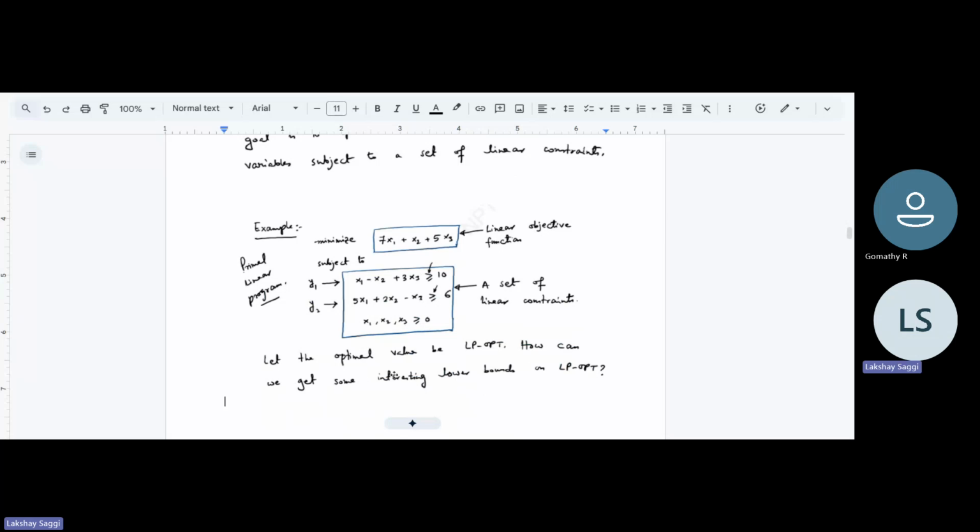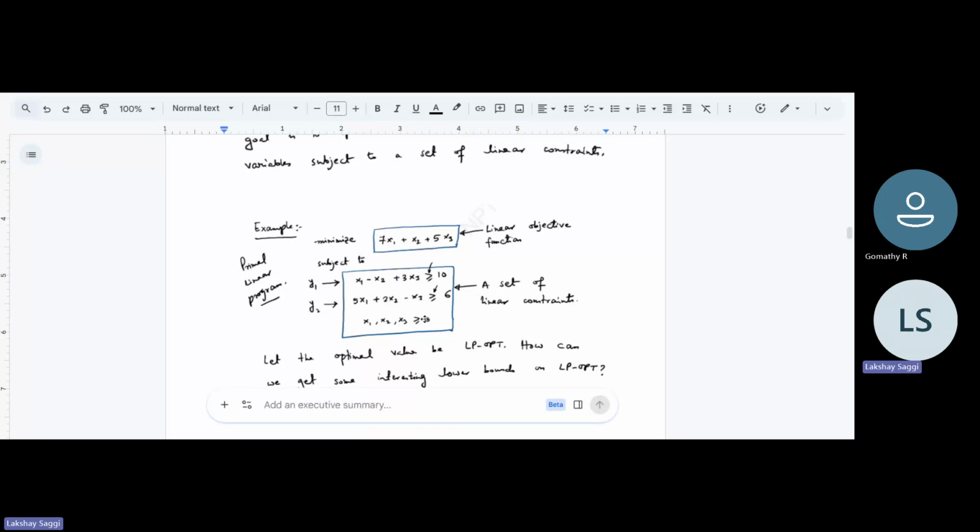Suppose x1, x2, x3 are variables, and suppose we have to minimize 7x1 plus x2 plus 5x3. It's a linear function, the objective function, which is linear in these variables, subject to the constraints. And you can see these constraints are also linear in the variables x1, x2, x3. So there is a set of constraints and this is the objective function. So this is an example of a linear program.